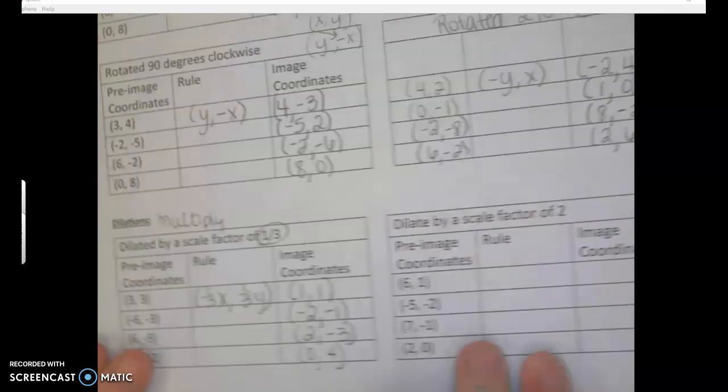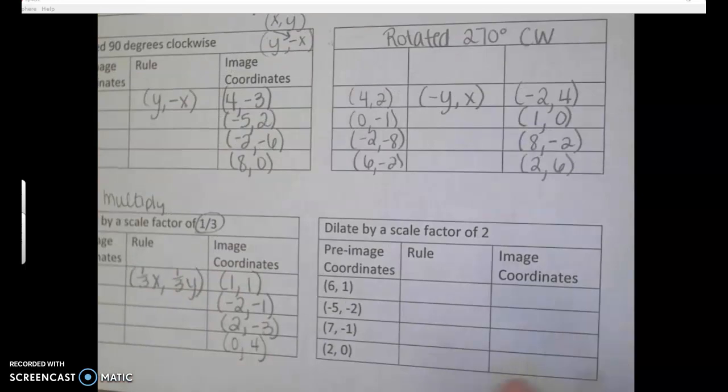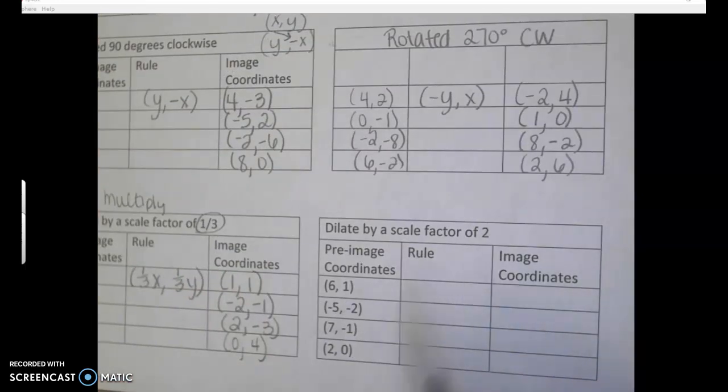All right, and then I want you to try this one on your own. So you're going to pause, write the rule, and see if you get the coordinates, and unpause it once you have your answer.